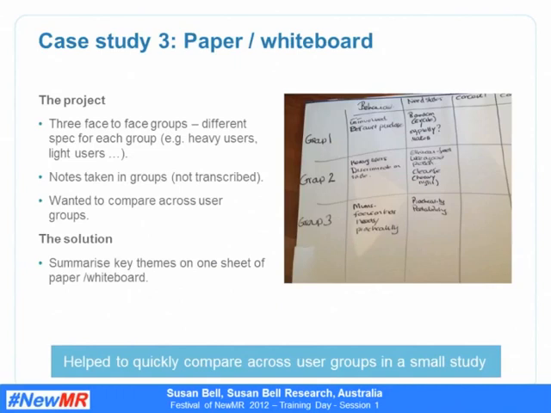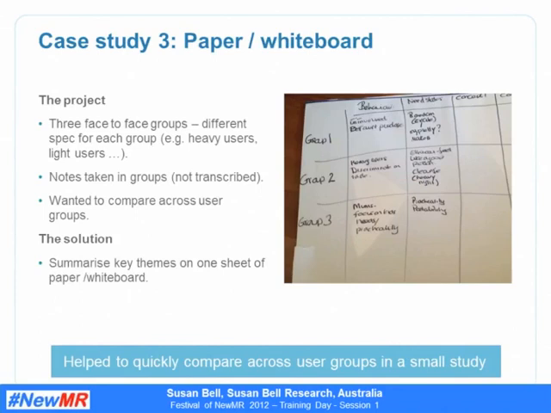The third case study is using my big piece of paper or whiteboard approach. The diagram I've got for you, the illustration, is actually not a real one because my real ones were way too messy to show. So it's kind of a pretend one. But really, all we have here is something very simple. We're all used to 3 face-to-face groups, different spec for each group, heavy users, light users. You know the drill. We didn't have time to have transcriptions, but we did have notes.